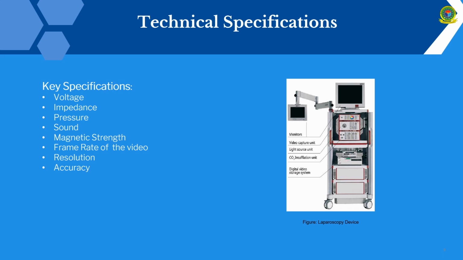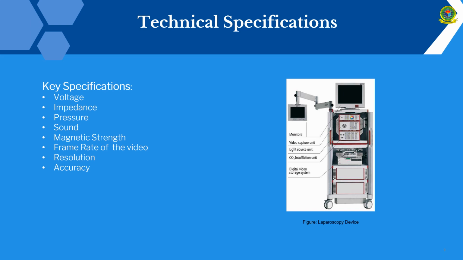The pressure is very important in laparoscopy because we have to regulate and maintain a specific pressure of carbon dioxide to create pneumoperitoneum. That is the presence of gas or air in the peritoneum, a potential space in the peritoneal cavity, for medical purposes like laparoscopy.